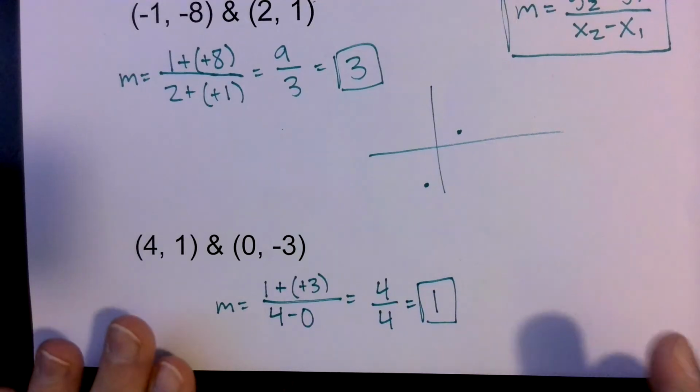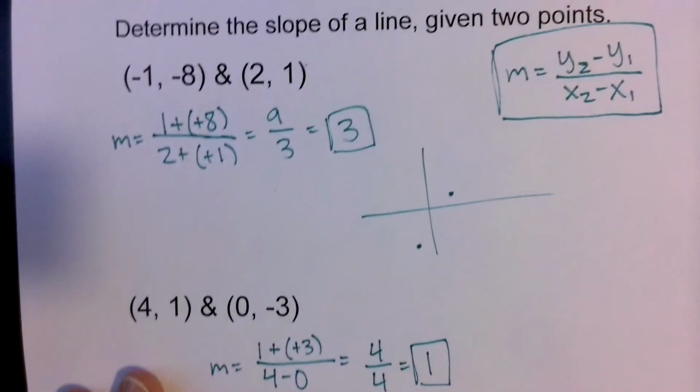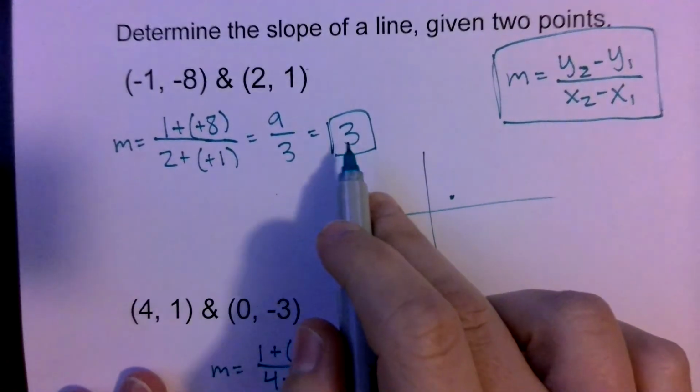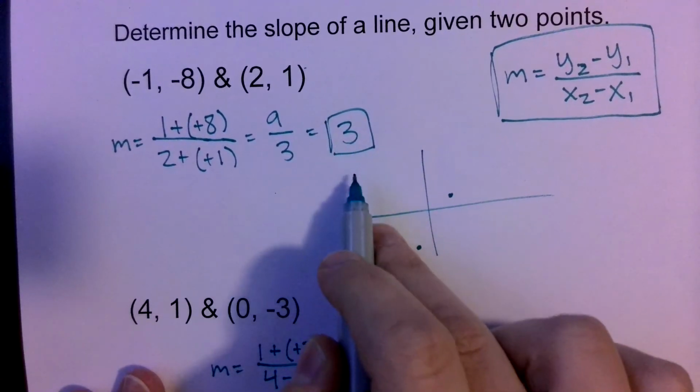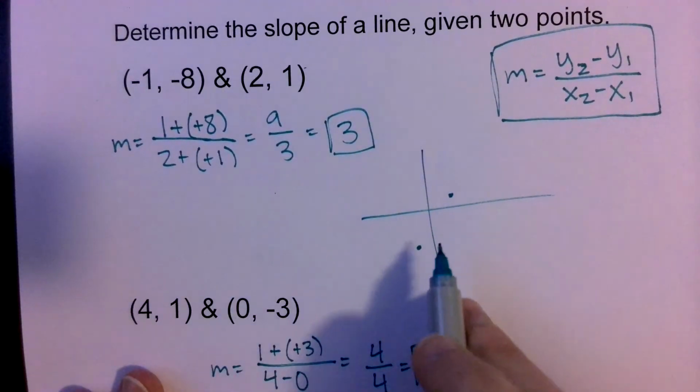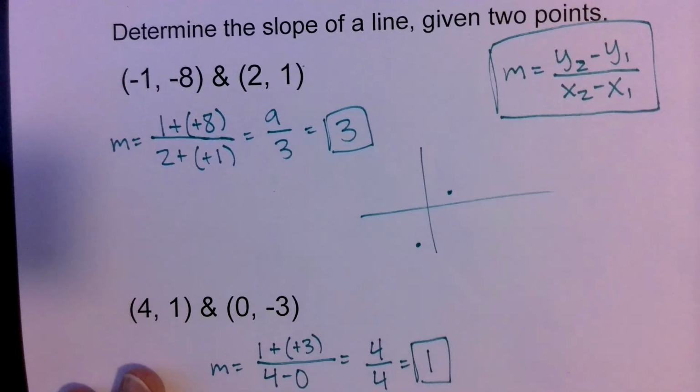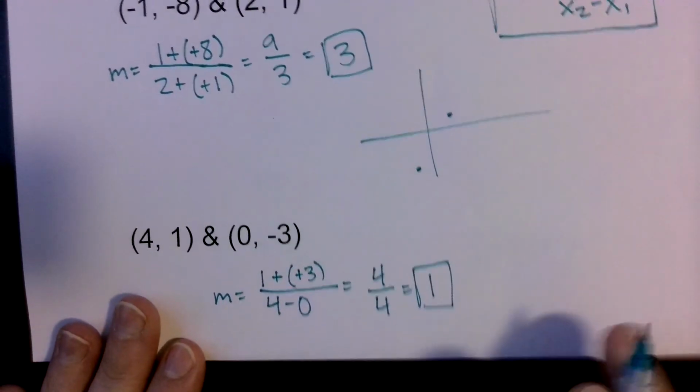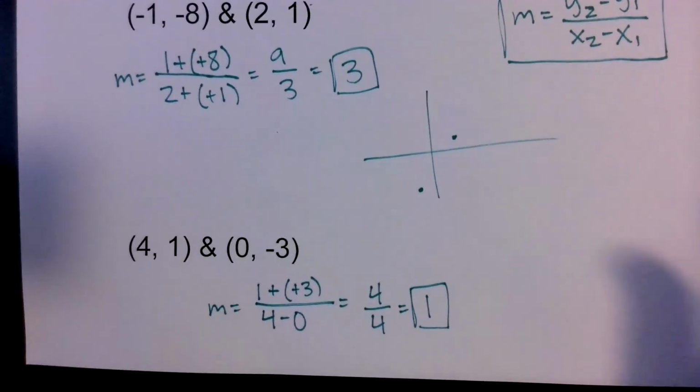Which so far, we haven't had fractions in our answers. Remember, if I'm saying 3, there's technically a 1 in the denominator, so if I was using that slope, it would go up 3 and over 1. This would go up 1 and over 1. Okay, and that is the gist.